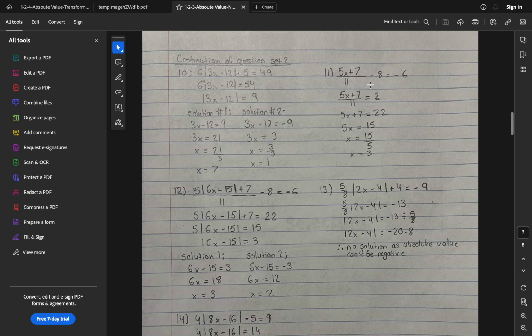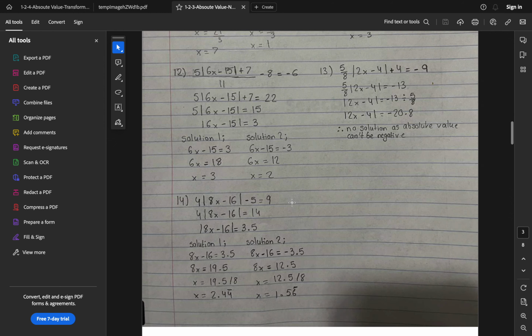Okay, question number 11. We have 5x plus 7 divided by 11, minus 8 is equivalent to negative 6. We rearrange by adding 8 on both sides, which becomes 5x plus 7 over 11 is equivalent to 2. Now we rearrange by multiplying both sides by 11. We have 5x plus 7 is equal to 22. Rearrange once again to isolate for x, which becomes 5x is equal to 15. And now we divide both sides by 5, and we end up getting x is equivalent to 3 as our answer.